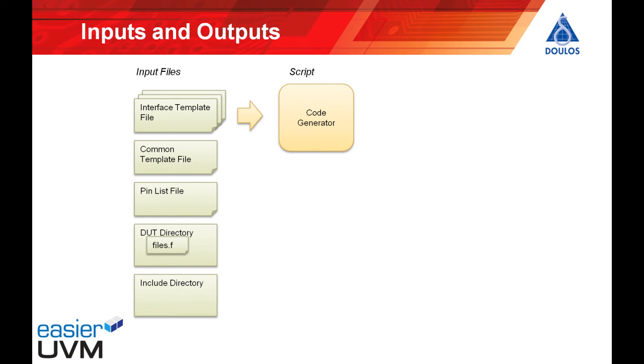Then comes an include directory, and below that directory are any user-defined code fragments that you want to see generated within the automatically generated code. I'll say a lot more about that later on.